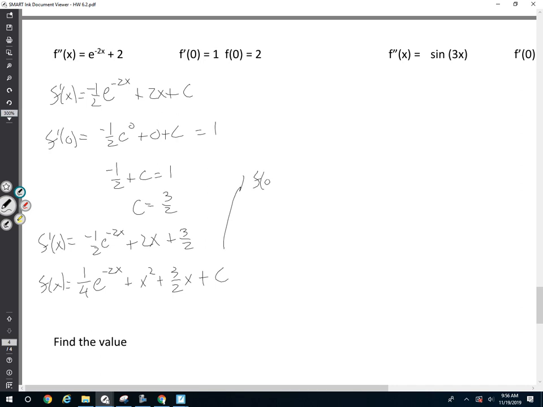F of 0, which is 1/4 e to the 0 plus c, is 2. C will equal 8/4 minus 1/4, which is 7/4, giving me my solution: f of x equals 1/4 e to the negative 2x plus x squared plus 3/2 x plus 7/4.